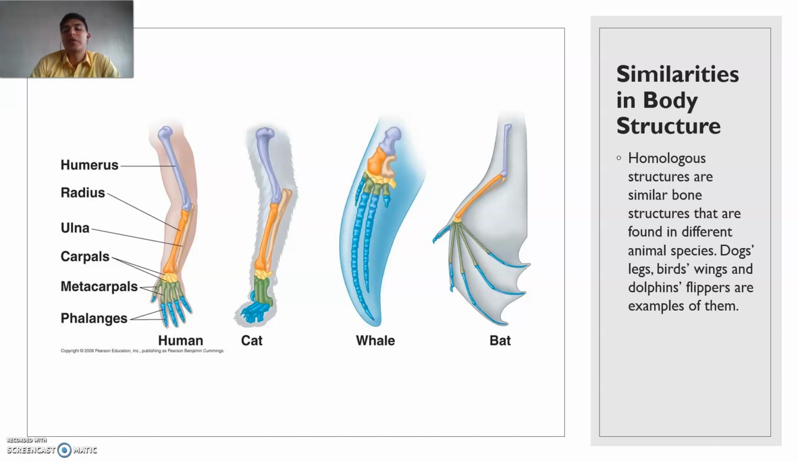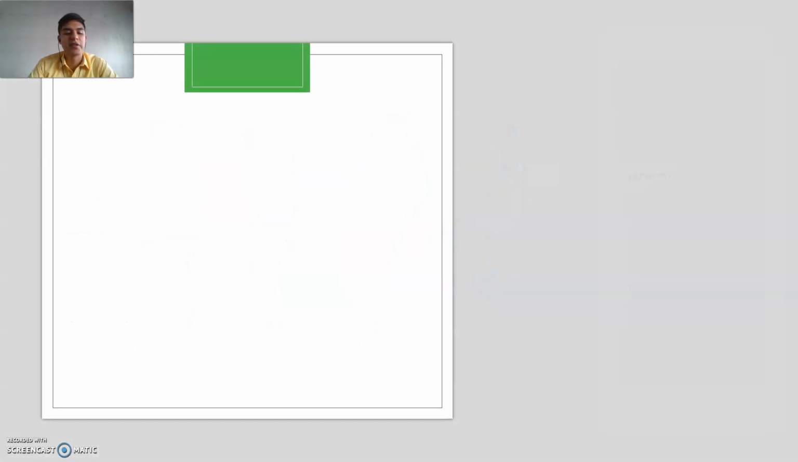So homologous structures are similar bone structures that are found in different animal species. Dogs' legs, birds' wings, and dolphins' flippers are examples of them. One more time, we are expanding a little bit more on the topic regarding the bone structure. That suggests they come from a common ancestor.